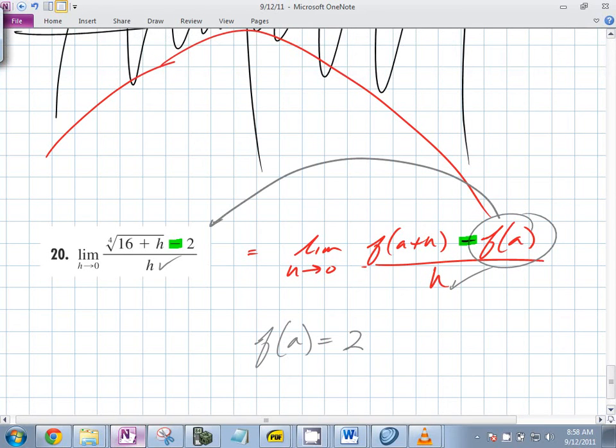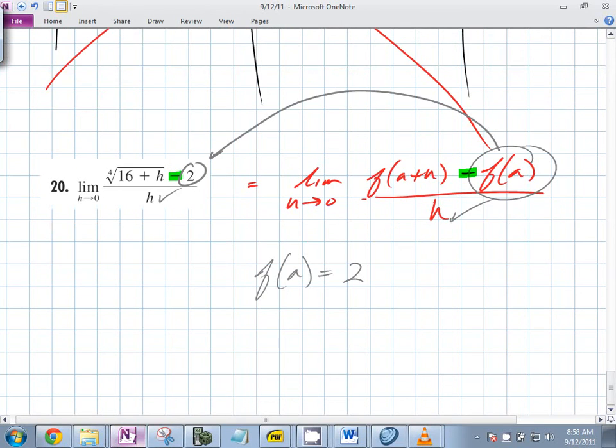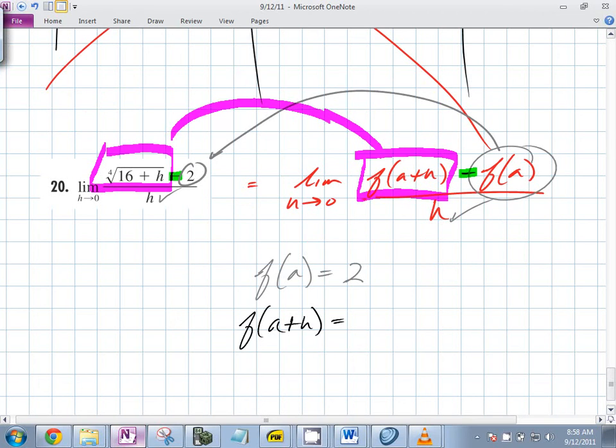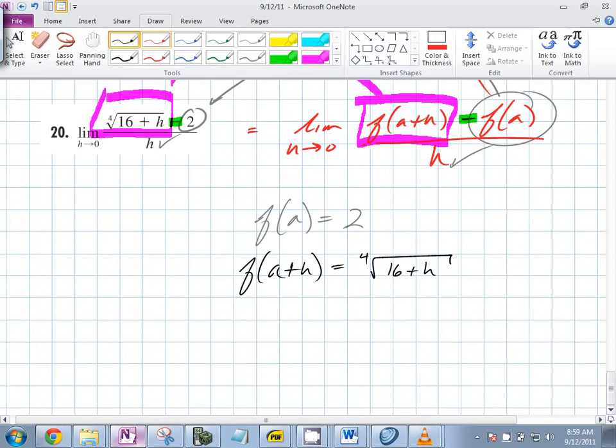And then it asks you what does f of a plus h correspond to? Yes, the 4th root of 16 plus h. So it gives you a strong hint as to what a should be. What do you guess a should be from this? It really looks like a should be 16.